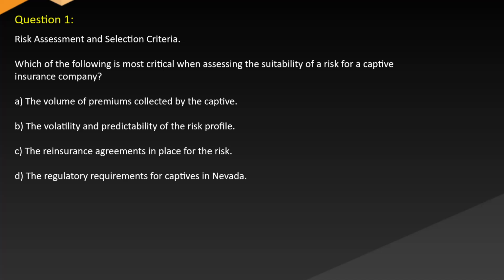Question 1. Risk assessment and selection criteria. Which of the following is most critical in assessing the suitability of a risk for a captive insurance company? A. The volume of premiums collected by the captive. B. The volatility and predictability of the risk profile. C. The reinsurance agreements in place for the risk. D. The regulatory requirements for captives in Nevada.